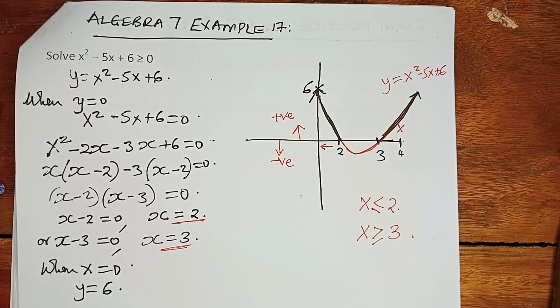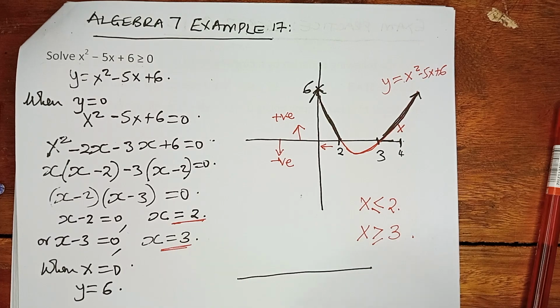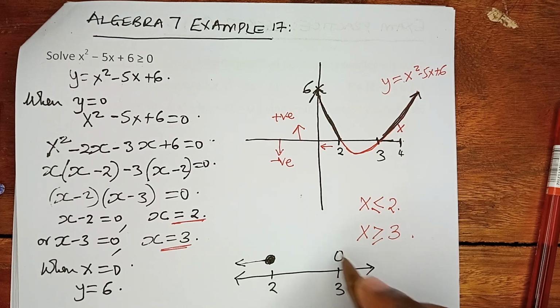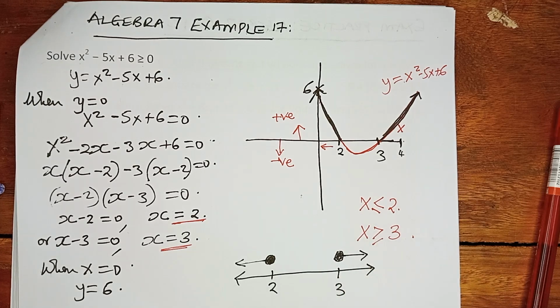If you want to show this on a number line, then we are going to have something like there is a 2 there, there could be a 3 there. X is less than or equal to 2 because of the presence of equality, then that could be one value of x, and x is greater than or equal to 3. The other x can occupy that region. You can already see these are two different regions, and that is the solution to that particular question.